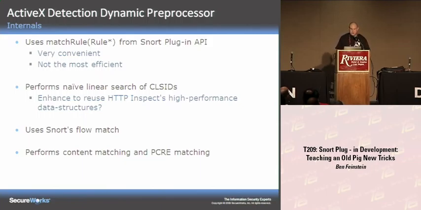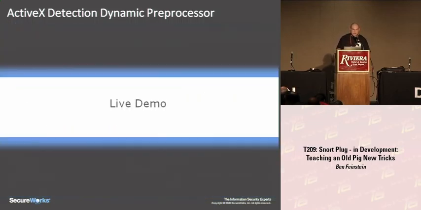So I took a shortcut implementing this, and I used the match rule function. It's very convenient. It's probably not the most efficient way to do this in terms of space and time, but it was most efficient for me to implement. The code right now is performing a naive linear search of class IDs. My plan is to take the high performance, I think trie-based, data structures that HTTP Inspect is using and leverage those. It's using Snort's flow match to make sure that it's a response coming back from the server, and it does some content matching and some PCRE matching behind the scenes to detect that. So I'm going to give you a quick live demo here of the ActiveX detection preprocessor in action.